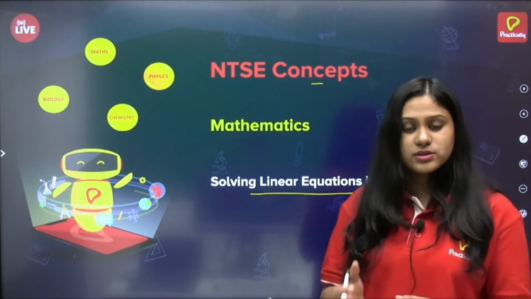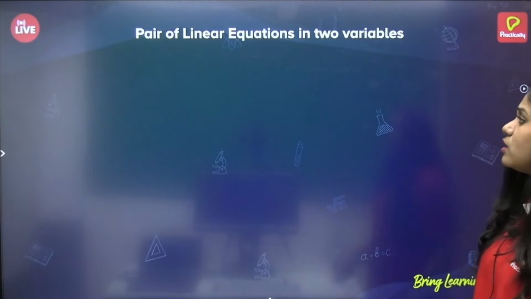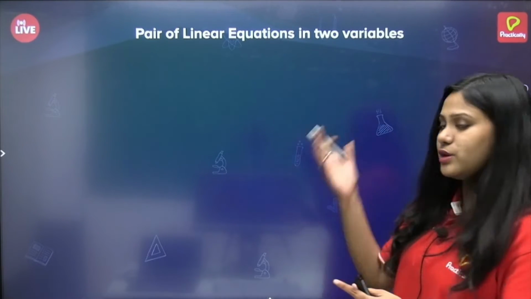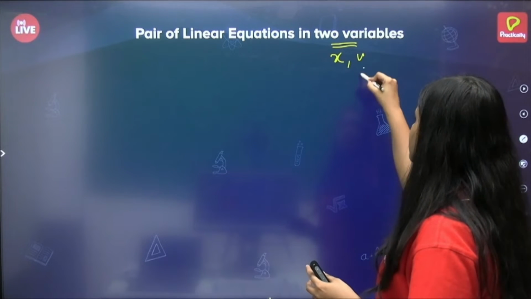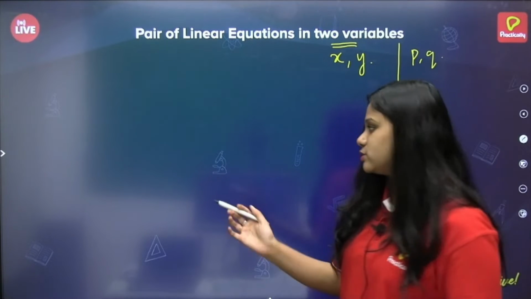There are three methods, right? We will go one by one, and let's begin. First, let us take a few examples of pairs of linear equations in two variables. I am considering x and y here. You can take p or q, you can take m, any two variables you can take.